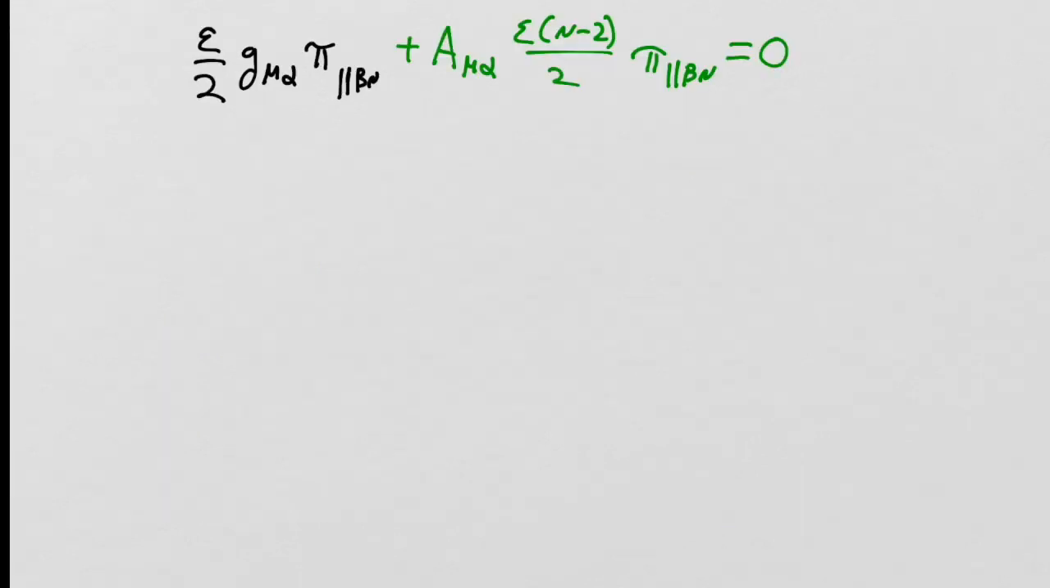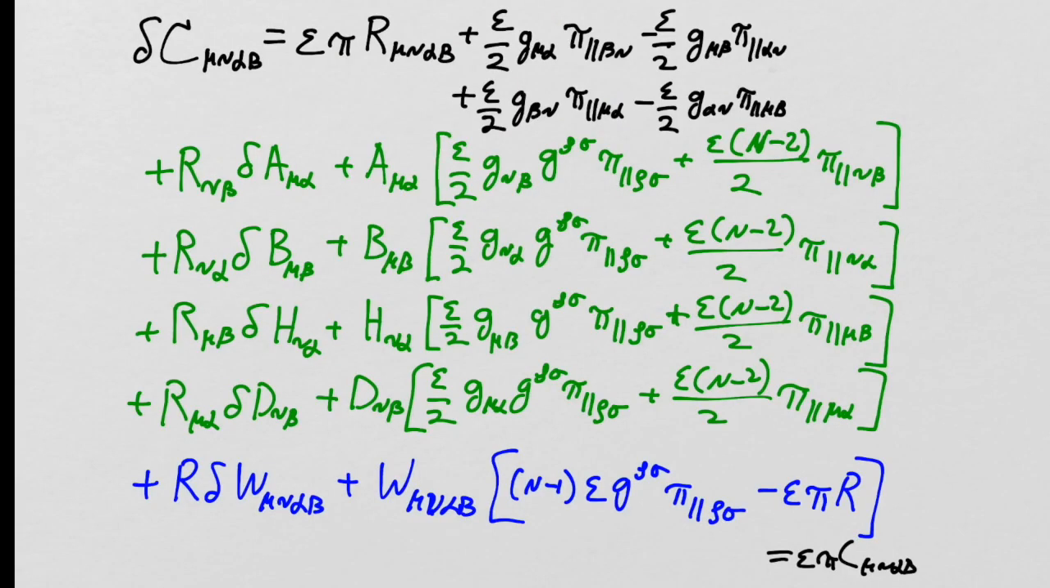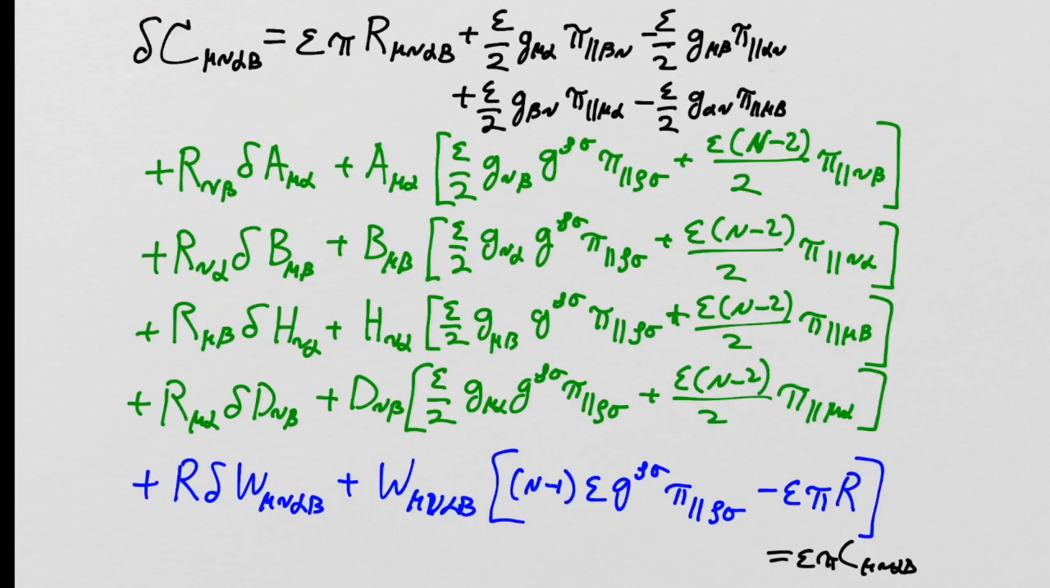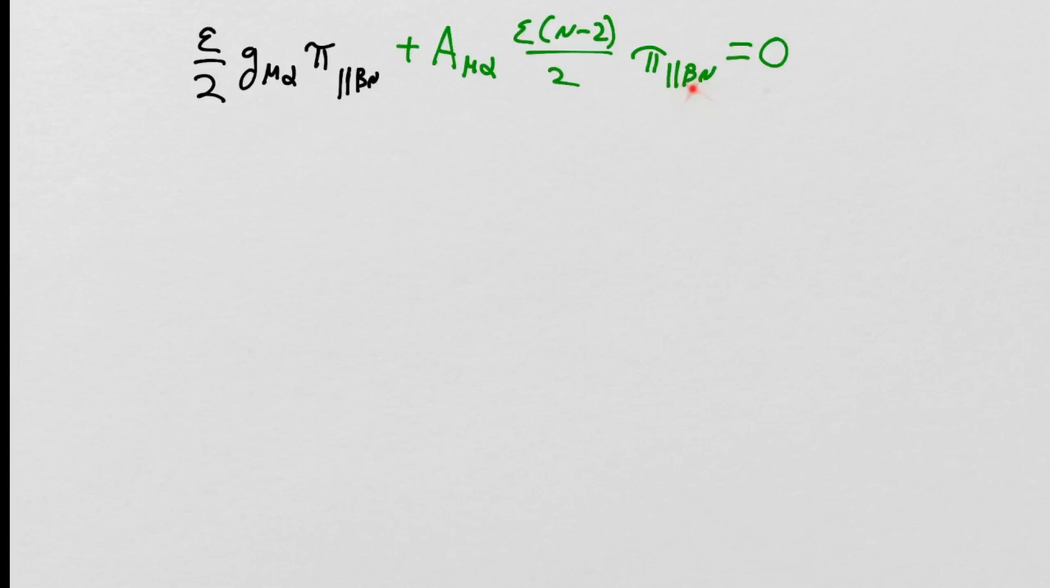Okay, so I think I've written down the requirement correctly right here. This piece here has to cancel with this piece here, and that comes from this. We've got to get rid of this second derivative, so epsilon over 2 g mu alpha beta nu must cancel with a mu alpha times epsilon n minus 2 over 2 pi nu beta, pi beta nu. So I've flipped beta nu already. So this has to equal 0. So that's not too tough. You just choose a mu alpha to make this all true.